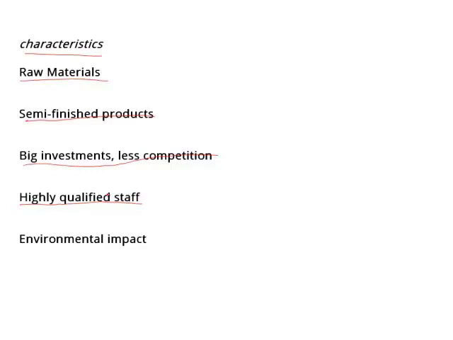Those are the basic industries, industries that provide goods for other industries. And lastly is environmental impact. Due to the amount of waste they generate, whether gases released into the air or waste that ends up in the river, these industries can create the most danger to the environment. So that's about the characteristics.